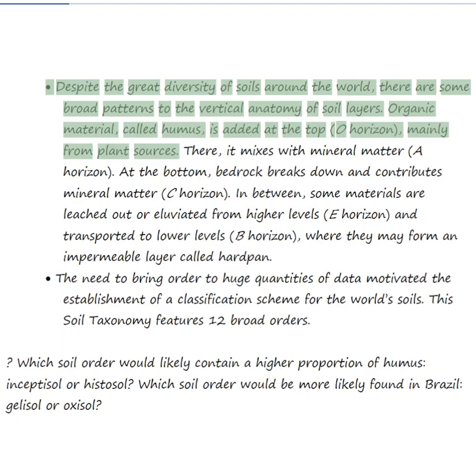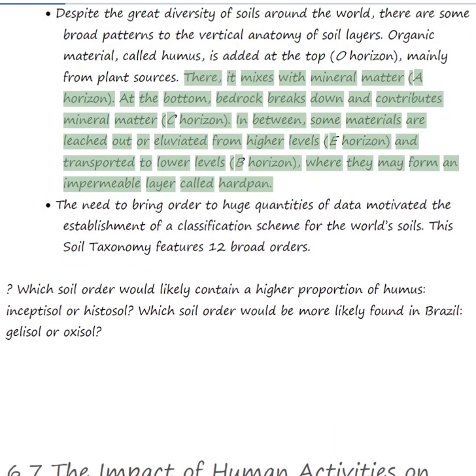Despite the great diversity of soils around the world, there are some broad patterns to the vertical anatomy of soil layers. Organic material, called humus, is added at the top, mainly from plant sources. There, it mixes with mineral matter. At the bottom, bedrock breaks down and contributes mineral matter. In between, some materials are leached out or alluviated from higher levels and transported to lower levels, where they may form an impermeable layer called hardpan.